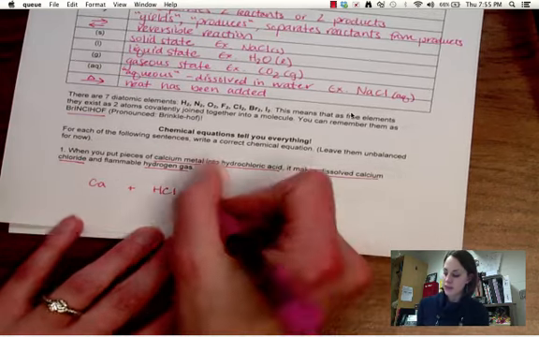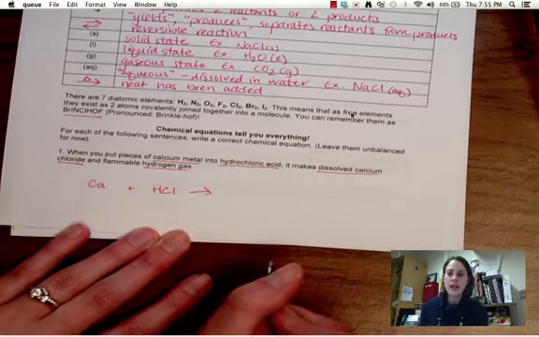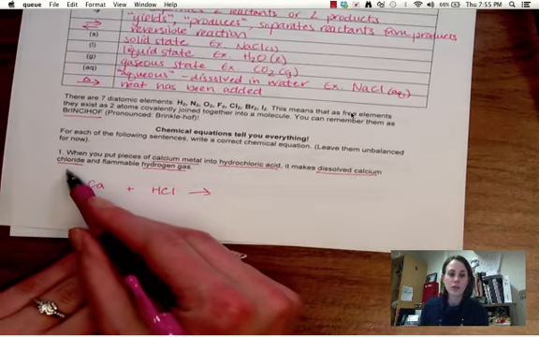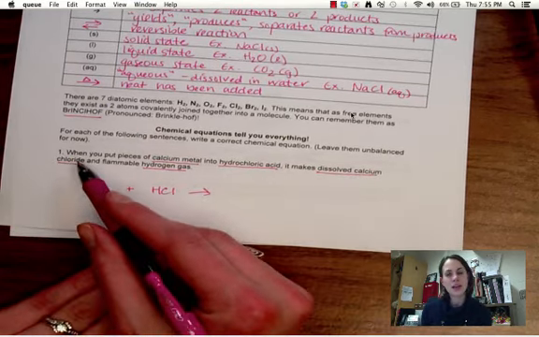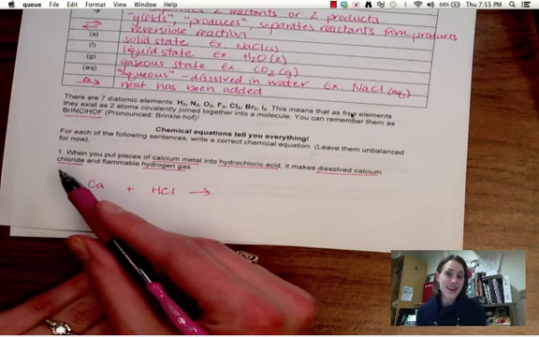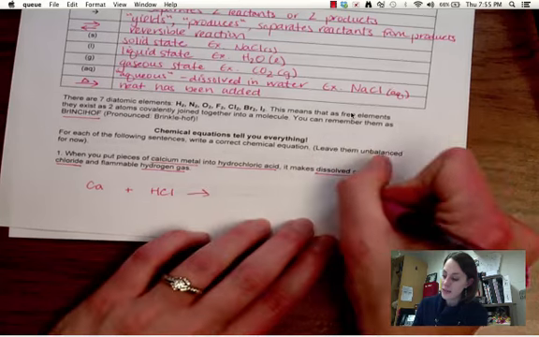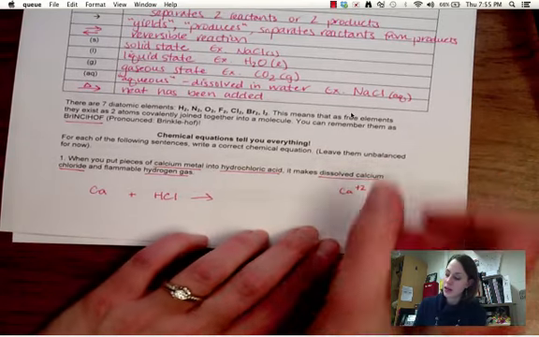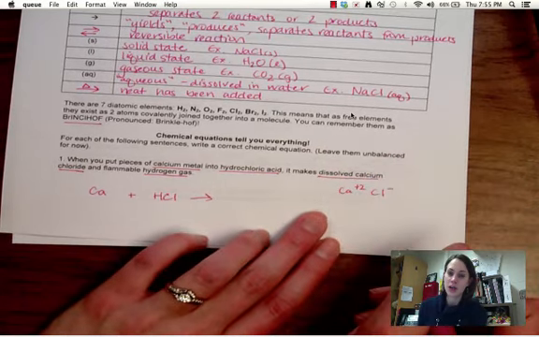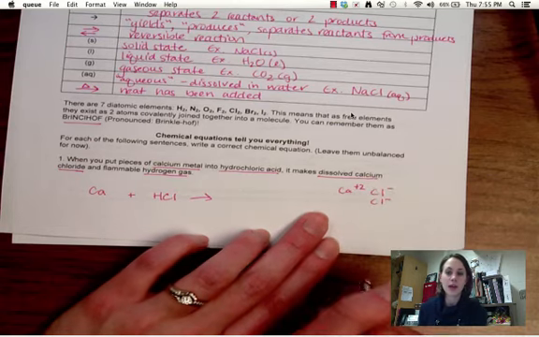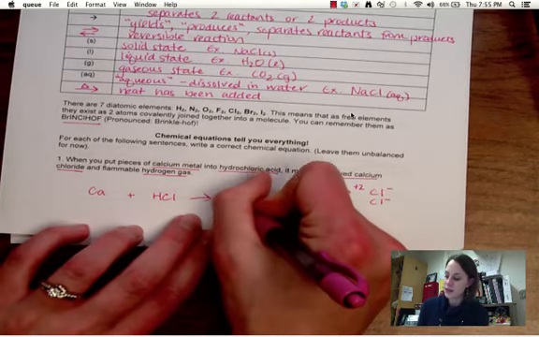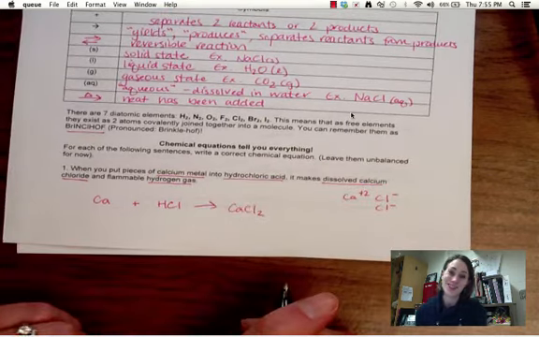It makes, so that means I draw my arrow, dissolved calcium chloride. Okay, now I have to recognize that that's a compound, an ionic compound, so I have to write my formula correctly. Calcium has a +2 charge, chloride has a -1 charge. So when I add the right number of ions that I need, my formula becomes CaCl2, and that's review, guys.